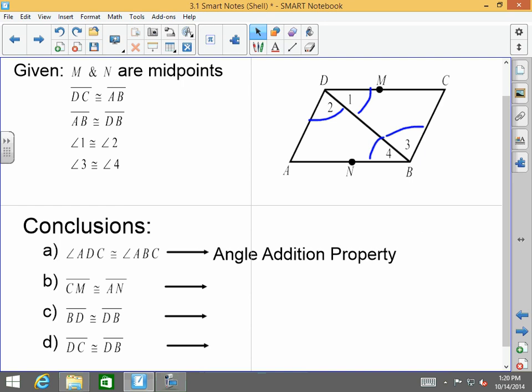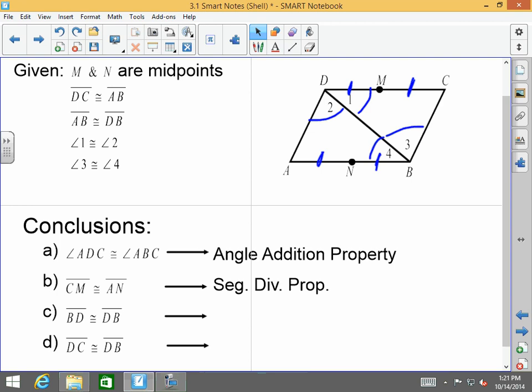How can I tell that CM is congruent to AN? Don't I have a double midpoint here? If M is the midpoint and N is the midpoint, that means that DM is congruent to MC and AN is congruent to NB. So that means that CM will be congruent to AN. That is going to be a division property.